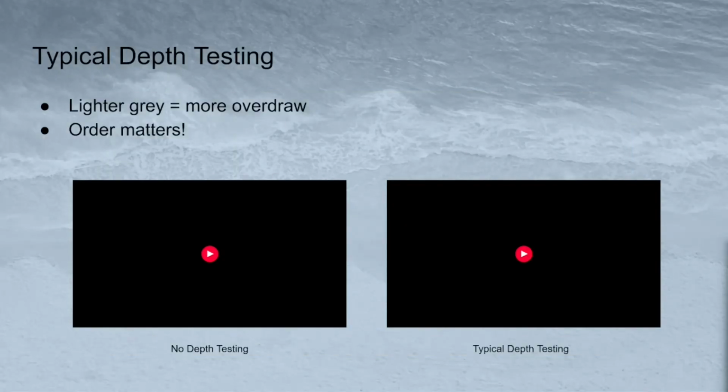So I made a quick demo to showcase overdraw with depth testing. We just have a simple solar system model that spins around. And you notice that it's mostly gray. The gray color represents how much overdraw there is. So a darker gray color would mean we only drew to that pixel once, and a lighter gray means we're drawing to it multiple times.